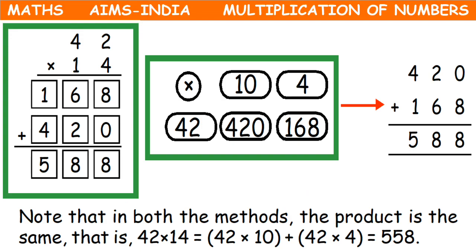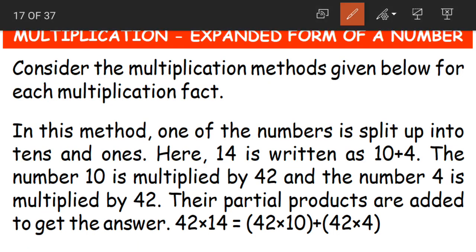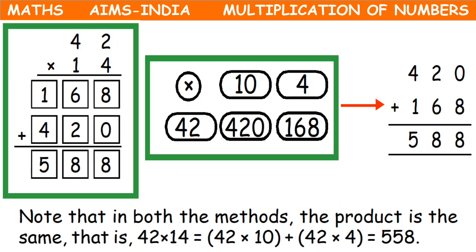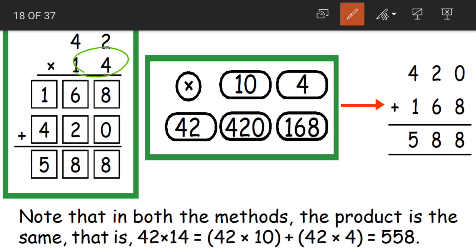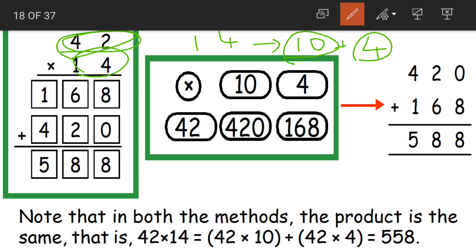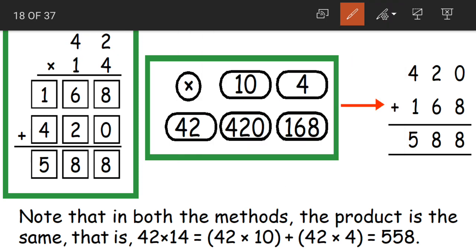Okay children, what are these? Multiplication and expanded form of a number. Now if we take the number 14, how can we write it in the form of an expanded form? 10 plus 4. Yes or no? Yes. So that is what they are doing here. Multiplying 42 by 10 and then multiplying 42 by 4 and adding their products together. It is simply what we do here also.